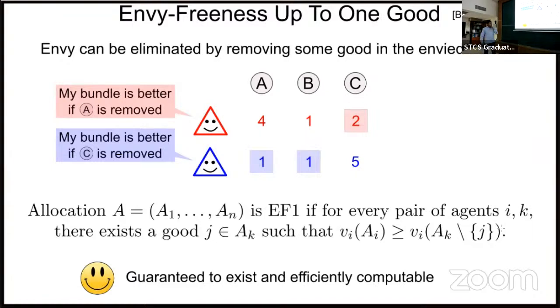All right. So the reason I'm excited about EF1 is that, unlike exact envy-freeness, this notion is first of all guaranteed to exist. No matter what input you give me, there always exists some EF1 allocation for it. And not only that, you can actually have efficient algorithms for computing an EF1 allocation. In fact, there are multiple algorithms for computing EF1 allocations.